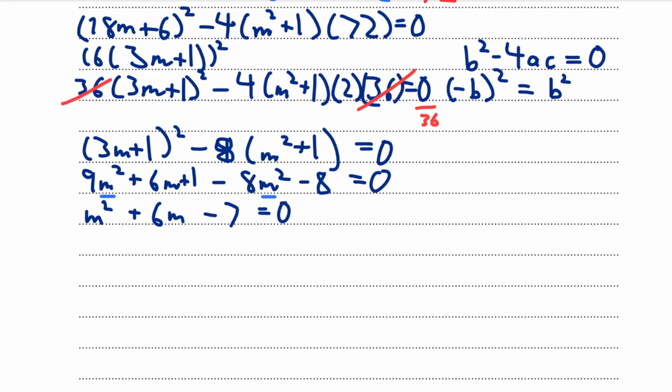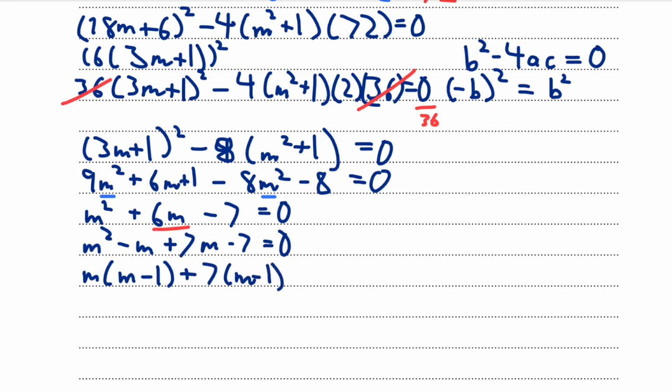Now we can split b over here. B can be split into plus 7 and minus 1. So we get m squared minus m plus 7m minus 7 equals 0. After this, we can just factorize. We get m as a common factor: m times (m minus 1) plus 7 times (m minus 1) equals 0.